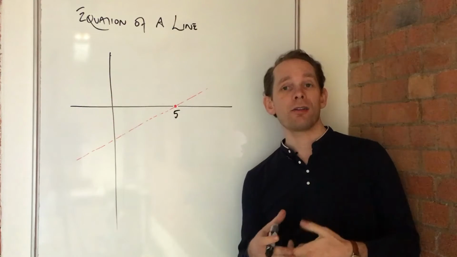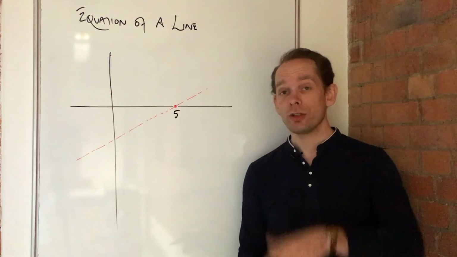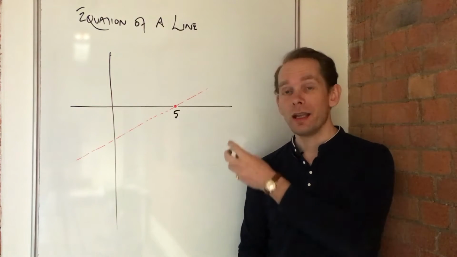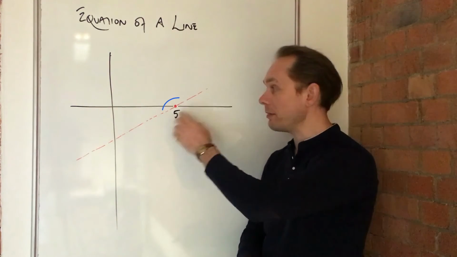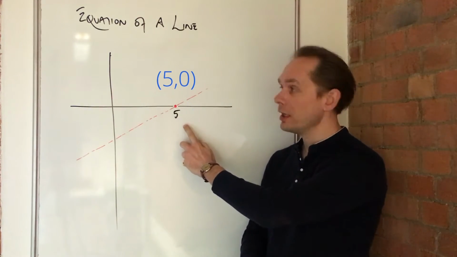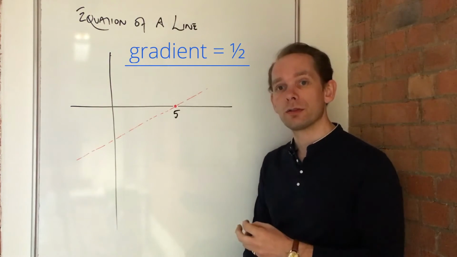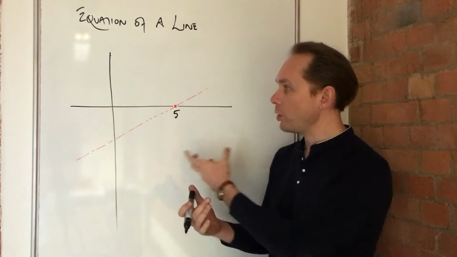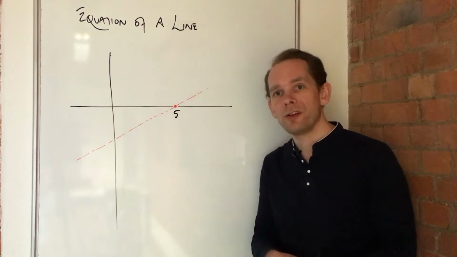Hello, this video is about helping you to find the equation of a line when you're given a certain amount of information. In this case, we're told that this line passes through the point (5, 0) and it has a gradient of 1/2. So let's see if we can work out the equation of that line in a few simple steps.